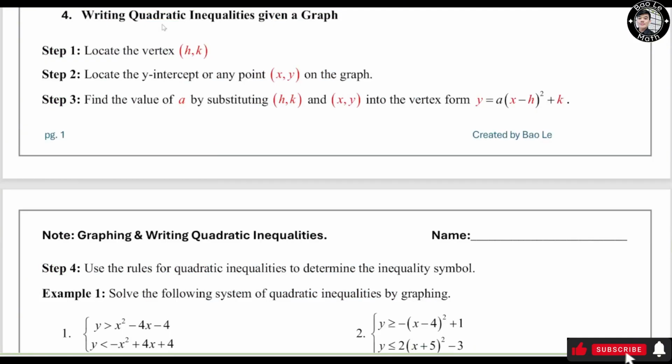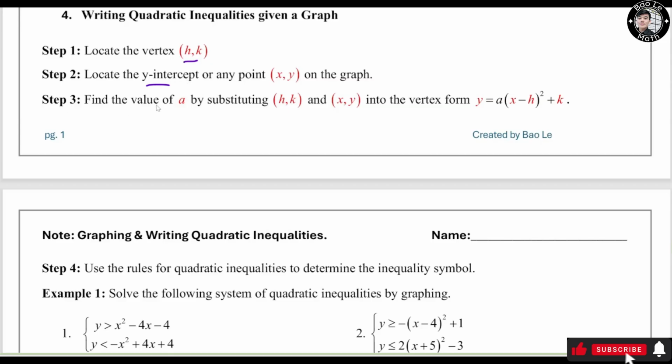Now we will learn how to write the quadratic inequalities given a graph. Step number 1, locate the vertex (h, k), which is the highest point or the lowest point. Step number 2, locate the y-intercept, or any point (x, y) on the graph if you don't have the y-intercept or the y-intercept is not clear.